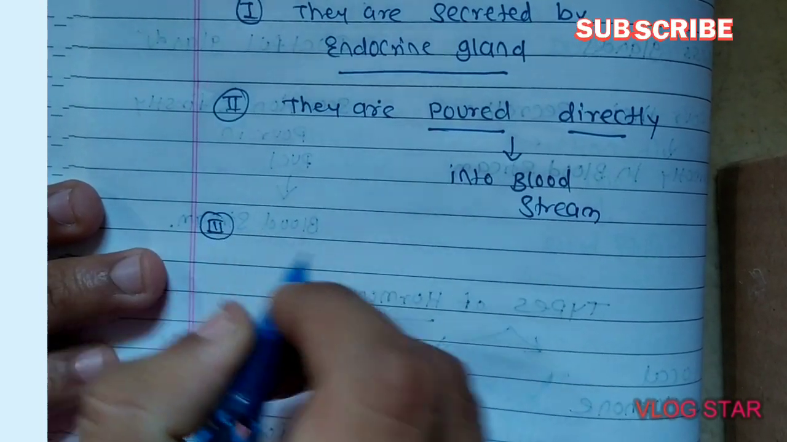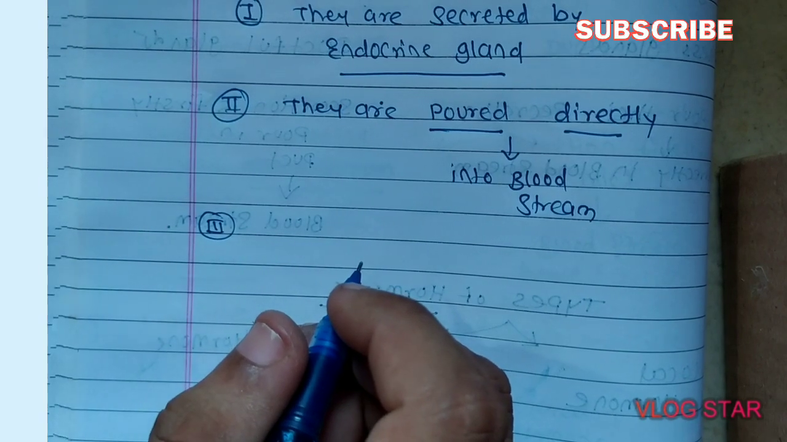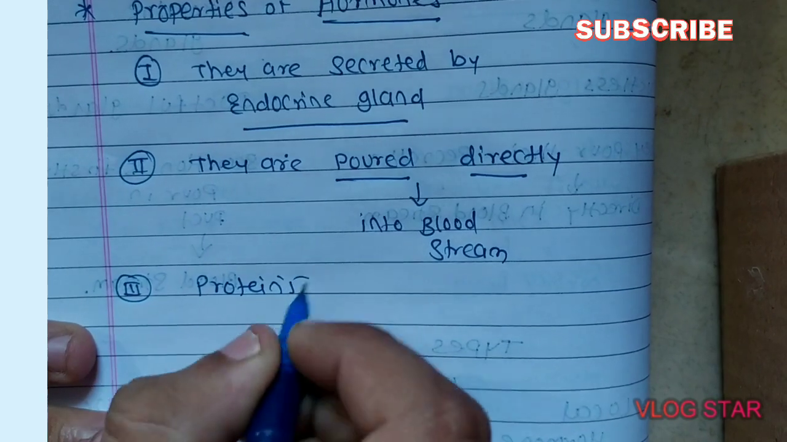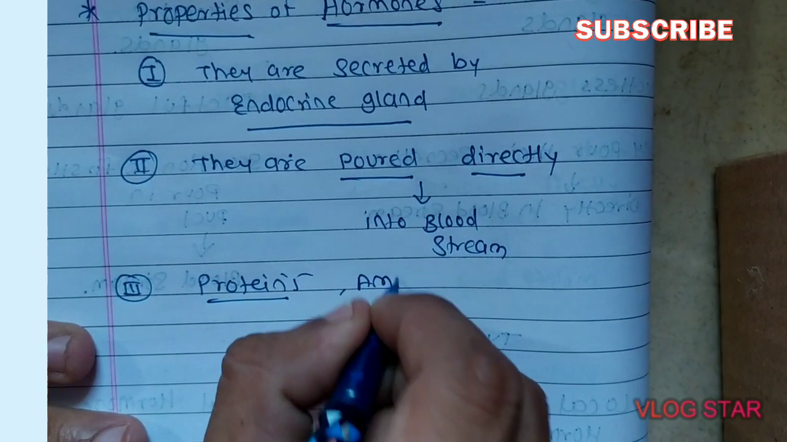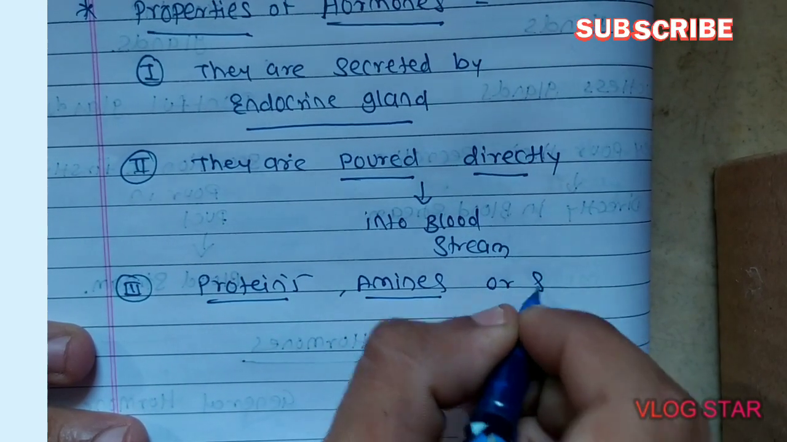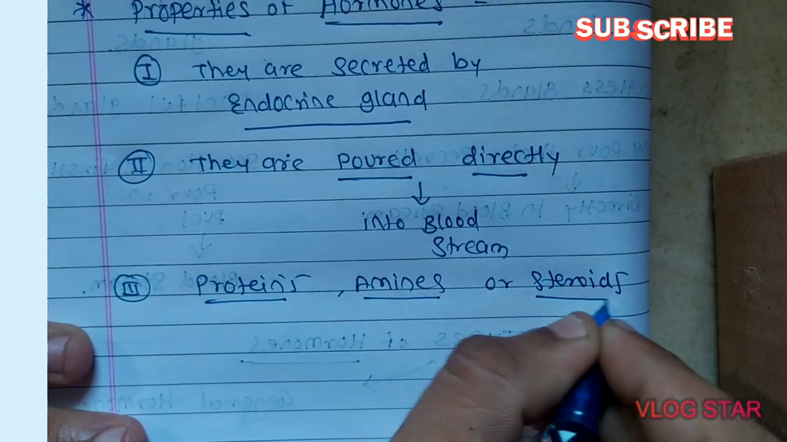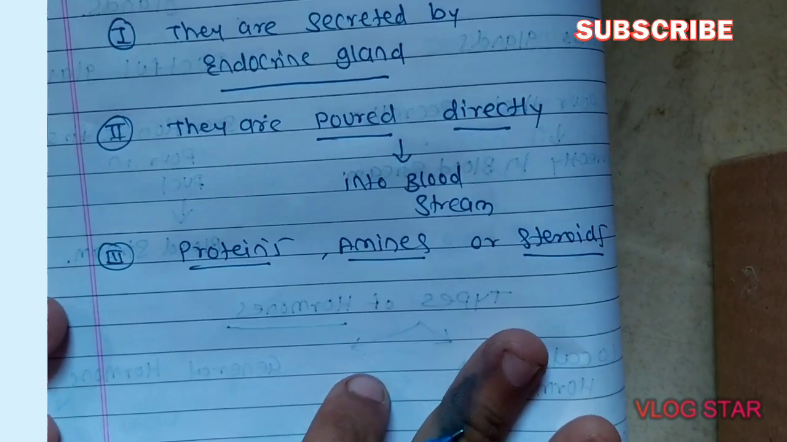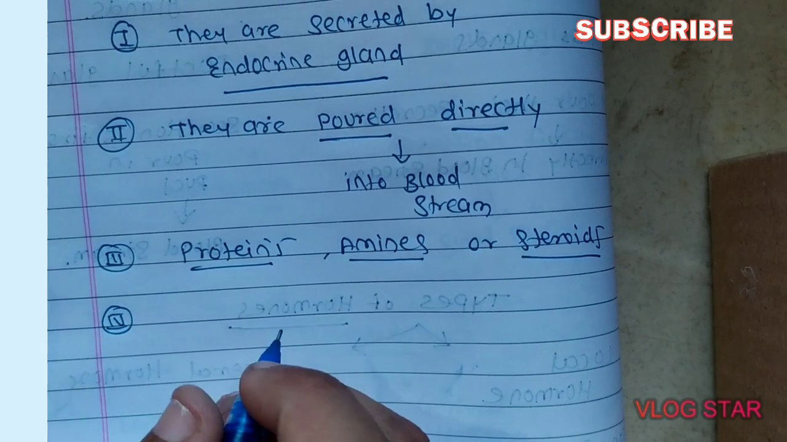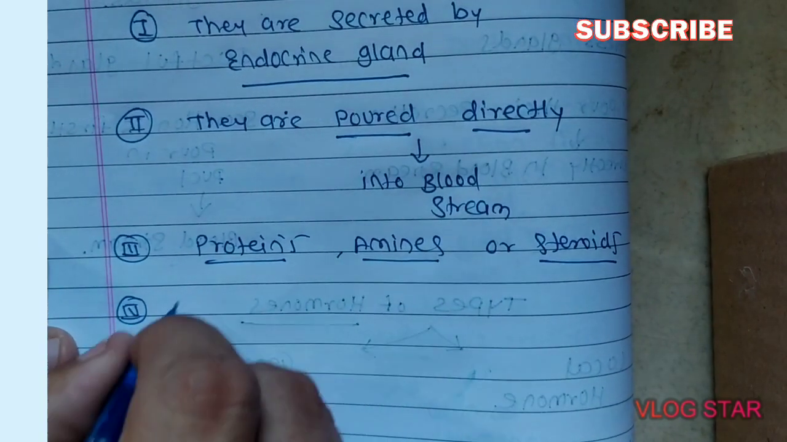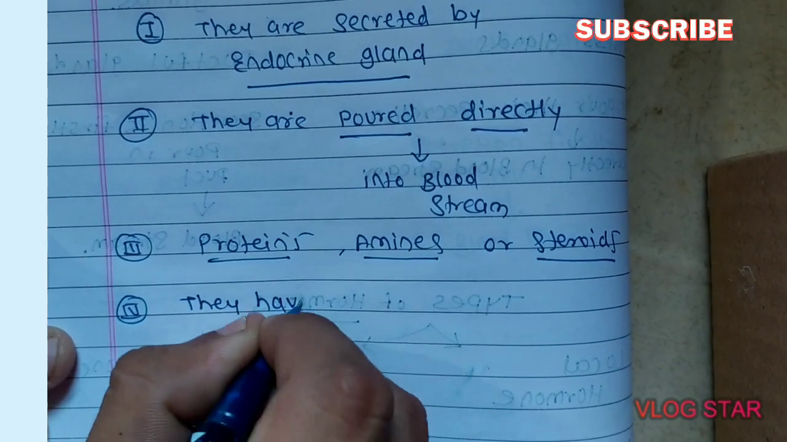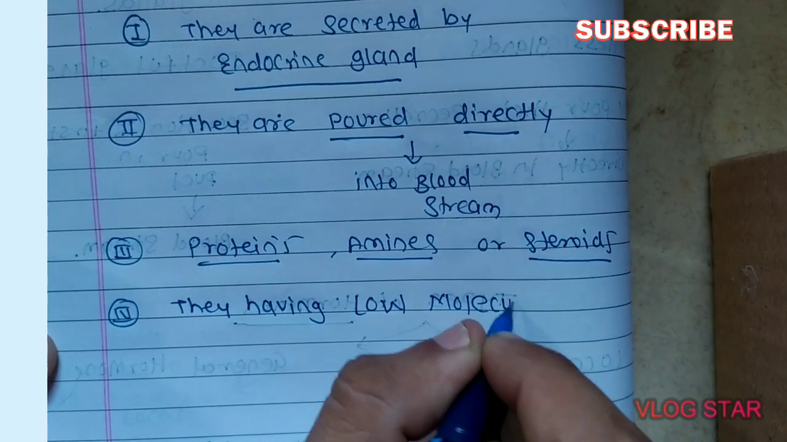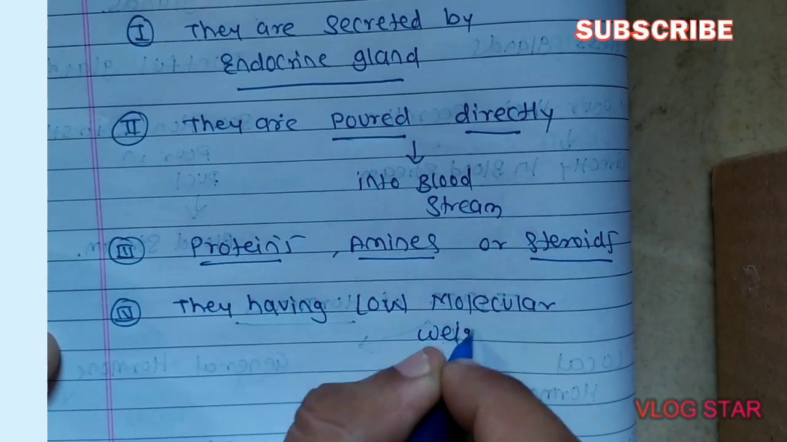The third property is that hormones are proteins, amines, or steroids. So hormones are chemically proteins, amines, and steroids. This is the third property. Next, they have low molecular weight.